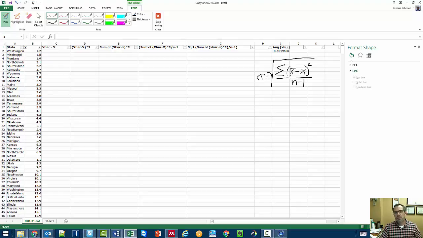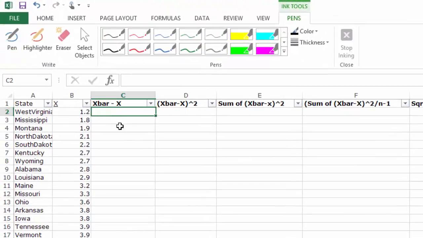So standard deviation is the square root of the sum of all of the differences between the mean and each number, squared, divided by n minus 1. So that's the normal standard deviation. We're going to use the software to build that out, and then we'll also look at how we can just find it with Excel as well.